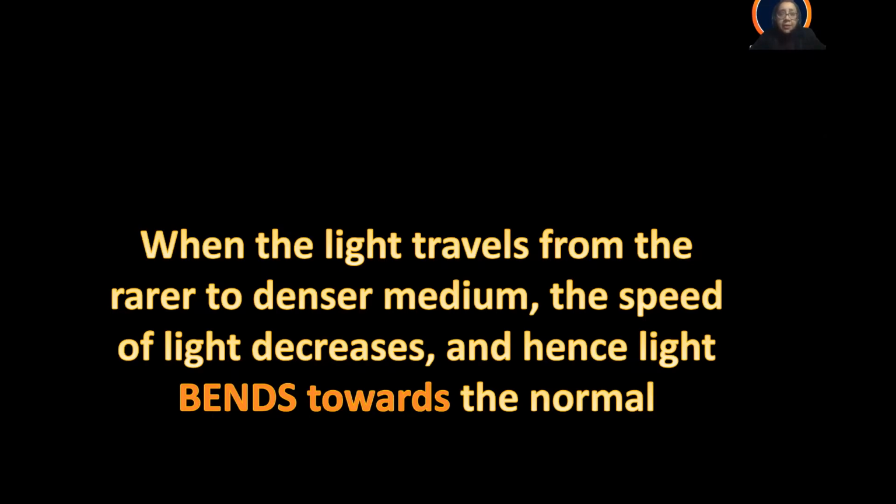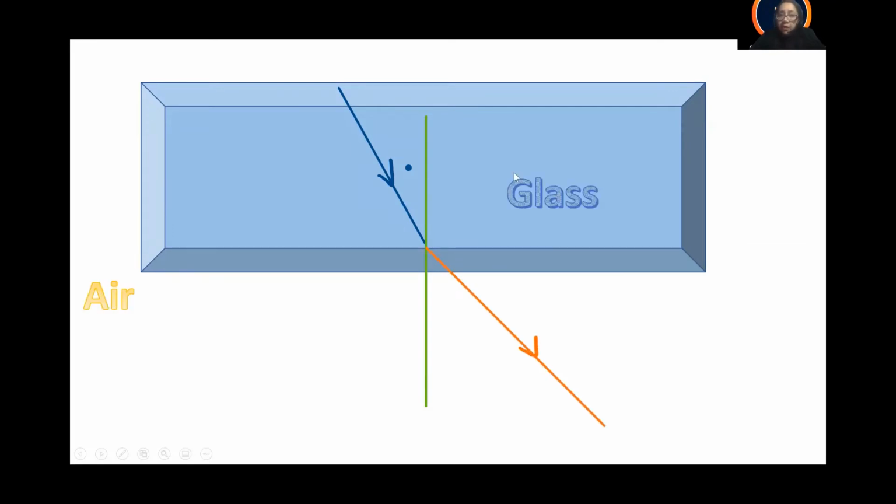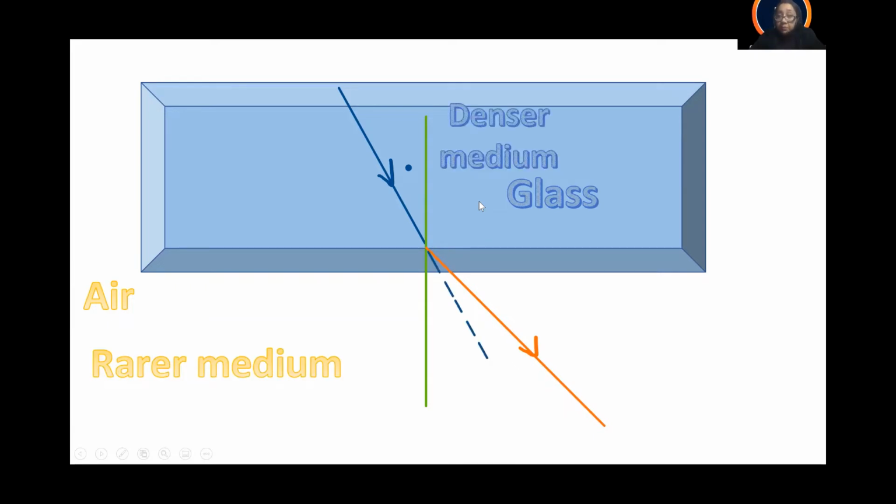Now, do you think that the other way is possible? Let's see the second case. So let's think that the light, or the incident ray, is traveling from glass to air. So this particular blue ray now becomes the incident ray. So it is actually traveling from the denser medium to the rarer medium.